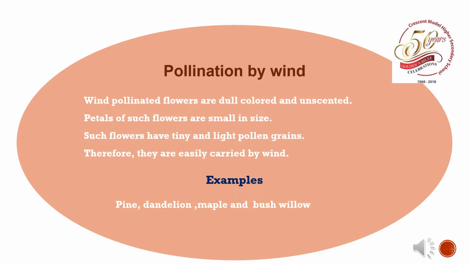Pollination by wind. Wind-pollinated flowers are dull-colored and unscented. Petals of such flowers are small in size, and these flowers have tiny, light pollens. Therefore, they are easily carried by wind. Examples of such flowers are pine, dandelion, maple, and bush willow flower.